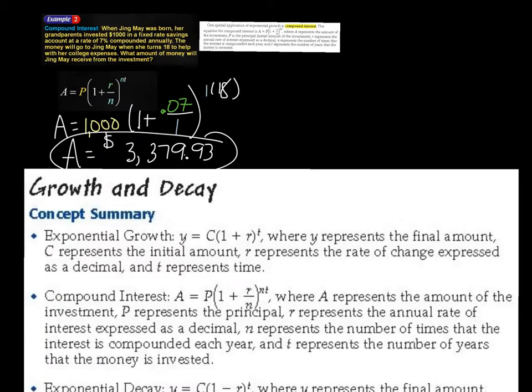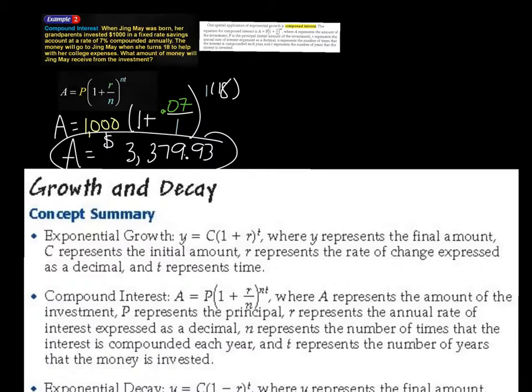Well, we've done 2 parts of the whole lesson. Exponential growth is y equals c times (1 plus r) to the t, where y represents the final amount, c represents the initial amount, r represents the rate of change expressed as a decimal, and t represents time.